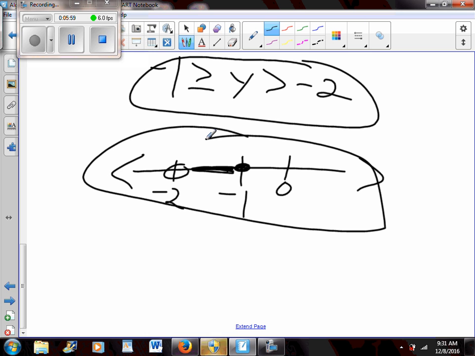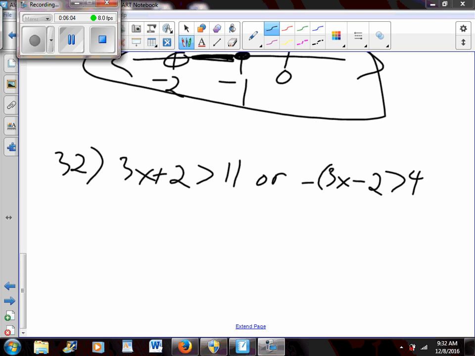Now I want to do an OR here. We're going to do this one now. This one is an OR. Sometimes ANDs are referred to as intersections of solution sets, and ORs are referred to as unions of solution sets. But we're going to have to solve both of these inequalities individually here. No shortcut method here.